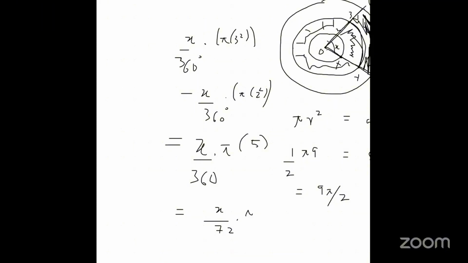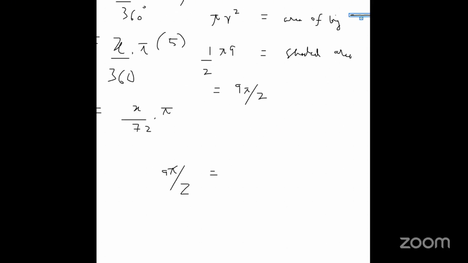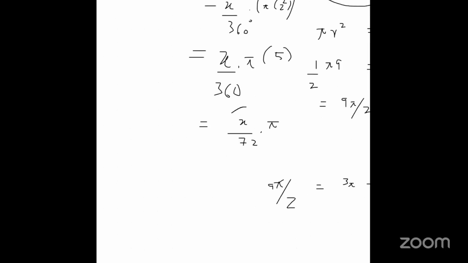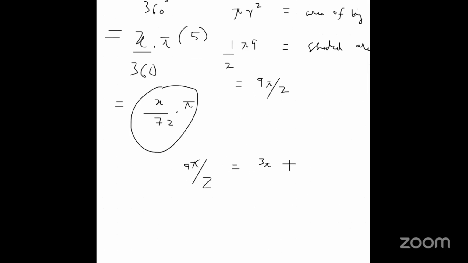Now when we do the calculation, we'll get 9 pi over 2, which is the total shaded area, by just taking half of the total area, is equal to 3 pi, which is the area from the second annulus, plus, for the second annulus, and then we are looking at just this outer sector, right? So the outer sector should be this x over 72 times pi, plus x over 72 times pi.